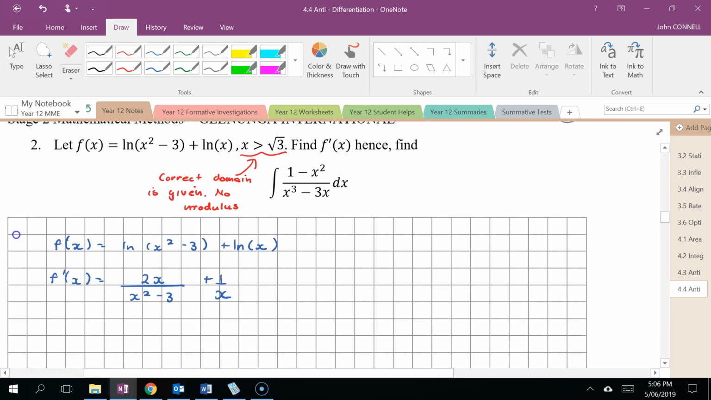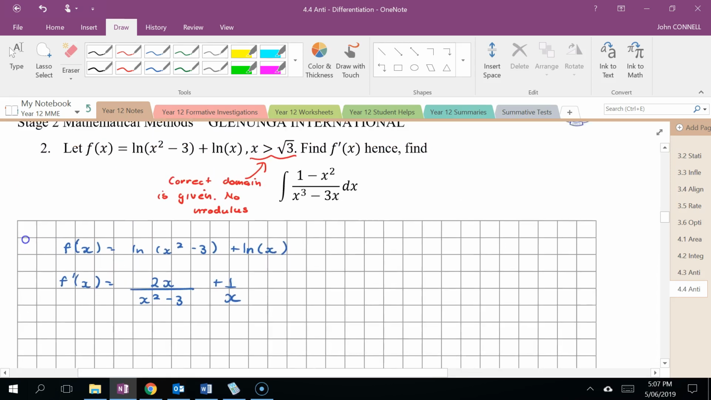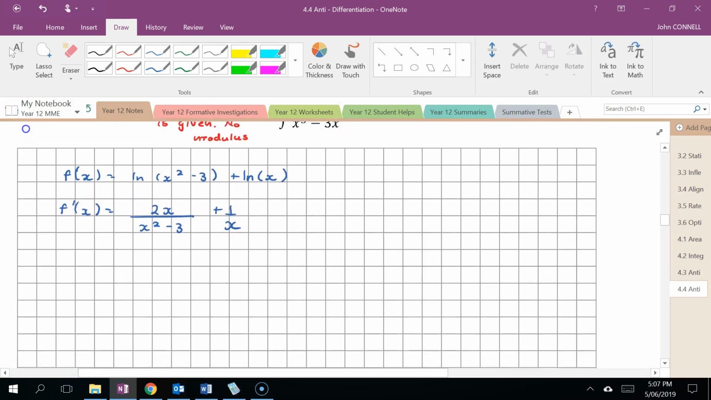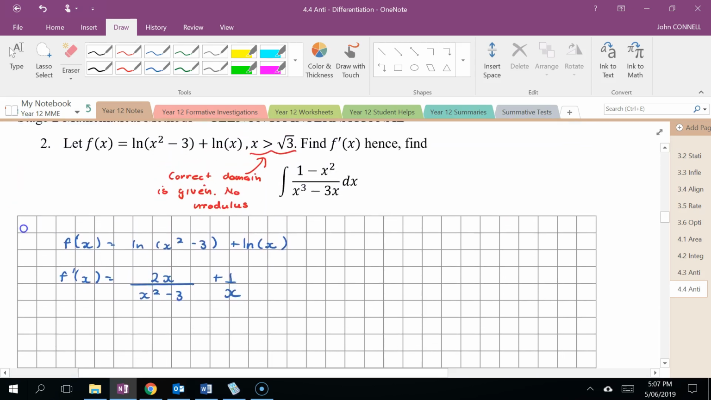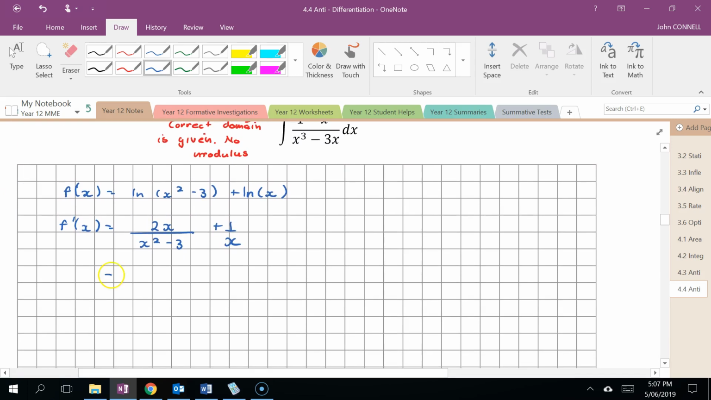Okay, so the derivative is equal to that, but that doesn't really help us integrate this yet, so let's put it all over the same denominator. Here, 2x over x squared minus 3, where I can times that by x on x, and here I've got 1 on x, so I can times that by x squared minus 3 on x squared minus 3.